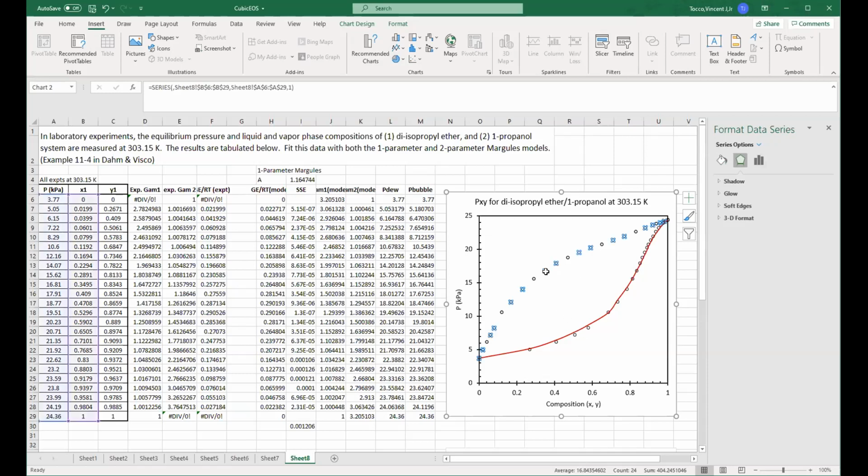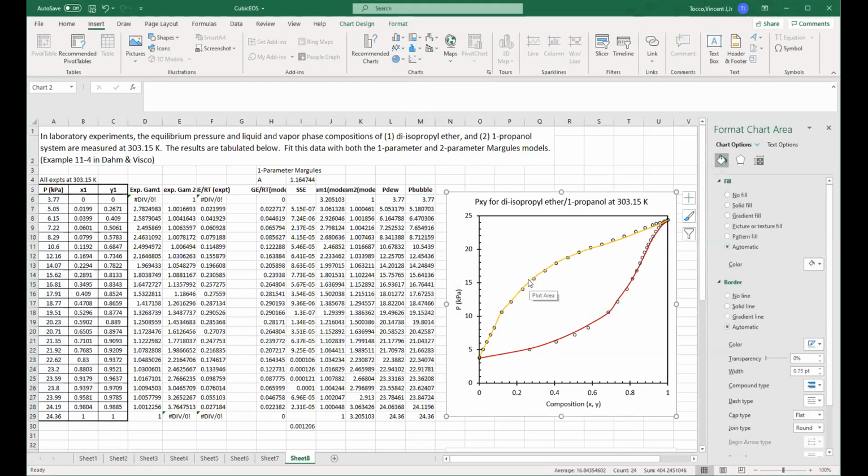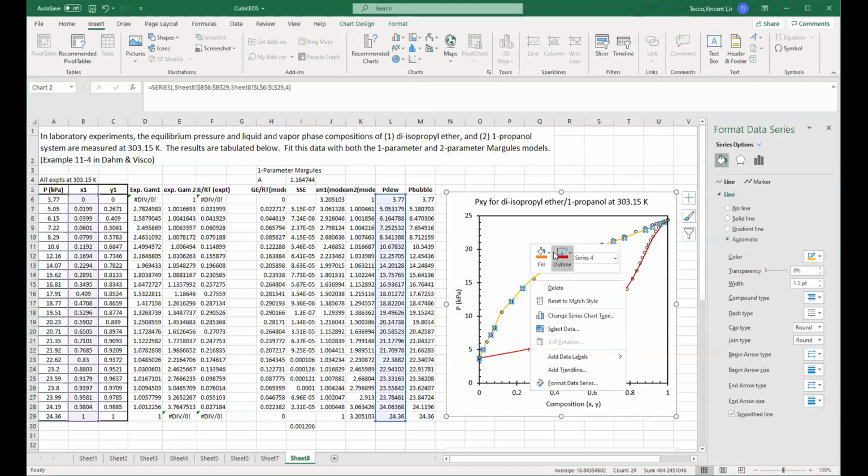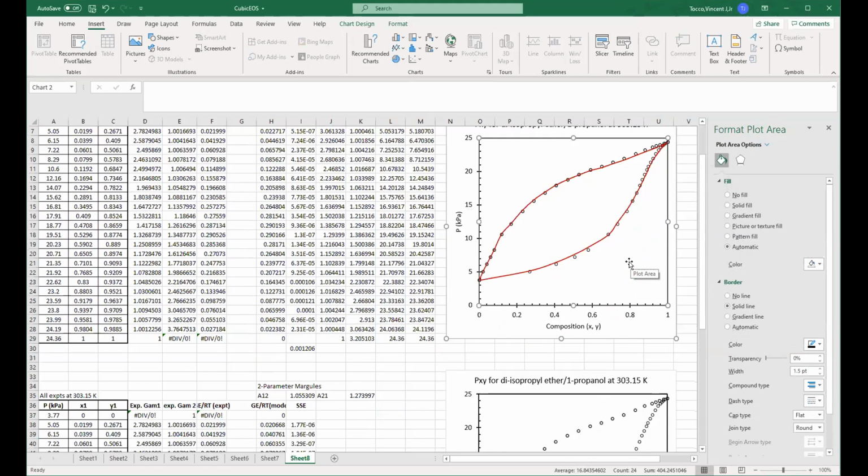Going to do the same thing with the dew point. So I want to select data, add the dew point. I need my x1s. And my series Y values are my P dews. All right, similar thing where it looks kind of sloppy and disjointed, but it's only because I've only chosen a few of the data points. But again, I got pretty good agreement up until the very end.